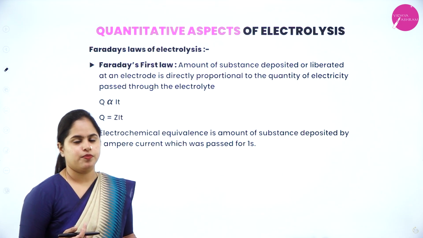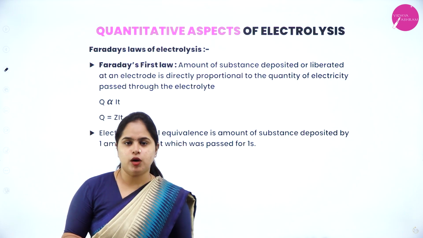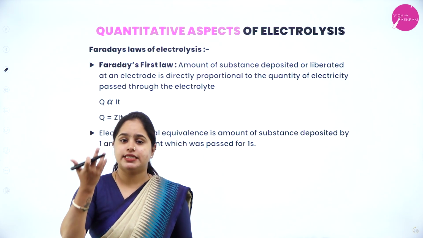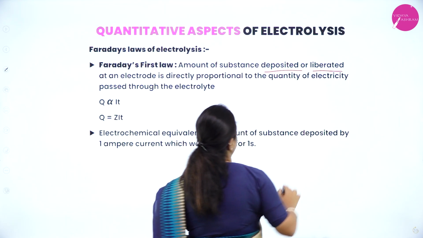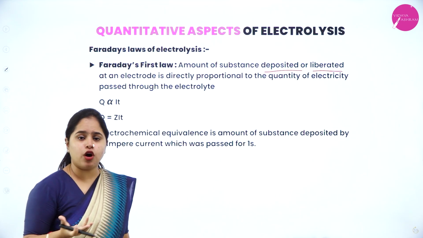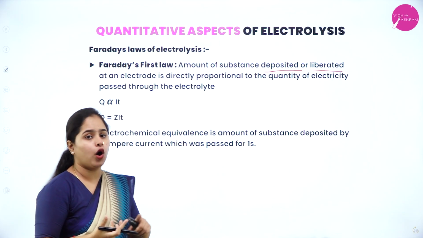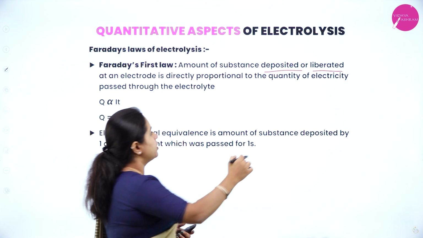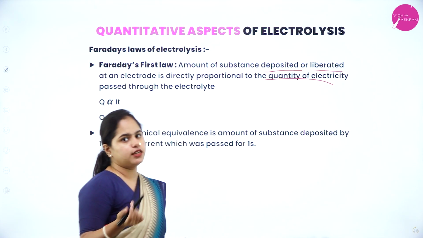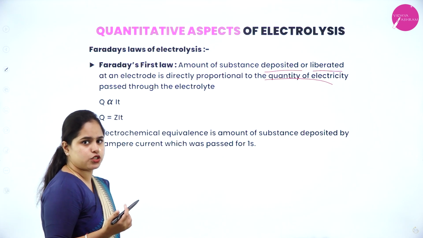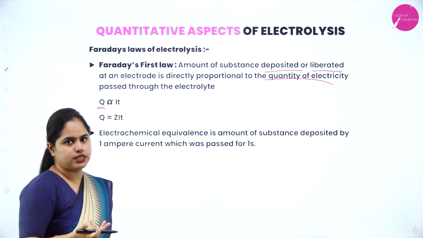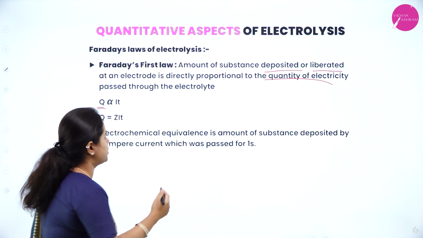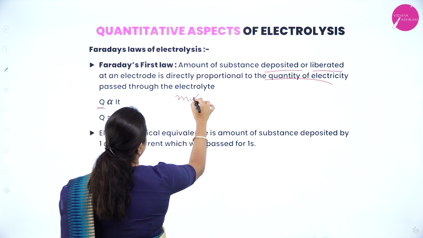through the electrolyte. So how much amount of substance is deposited or liberated? It can be either deposited or liberated. How much is deposited or liberated depends upon the quantity of electricity which is passed through the electrolyte solution, right? If you consider M as the mass of the substance, how much mass of the substance is deposited is directly proportional.